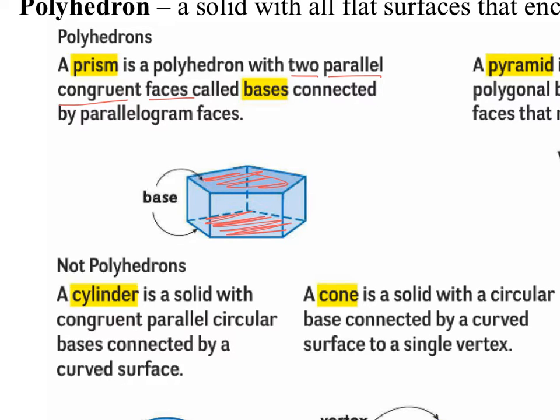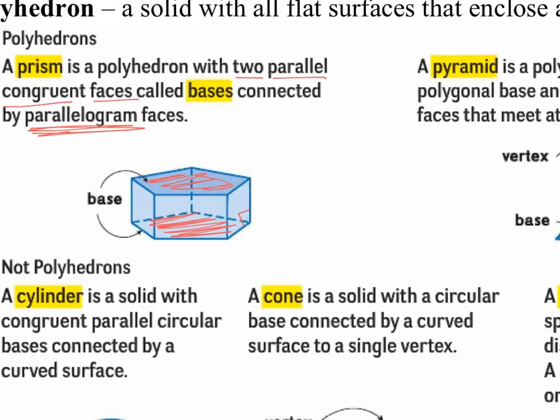And then the faces of the polyhedron will be parallelograms. Usually if we have what we call a right polyhedron where all angles are right angles, those parallelograms will be rectangles. So two congruent parallel faces called bases, and then the faces of the prism will always be parallelograms. Usually they're going to be rectangles.